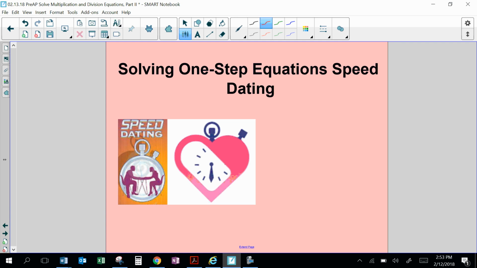The last thing is called solving one-step equations, speed dating. Oh, exciting. I'm putting 2 of the things I love the most together. As one kid in my 7th grade class said, oh, I hate these 2 things. So we're going to do math and dating. 2 things together. Who would think they would be together? So you're going to be dating somebody in this class. Oh my gosh, so exciting.